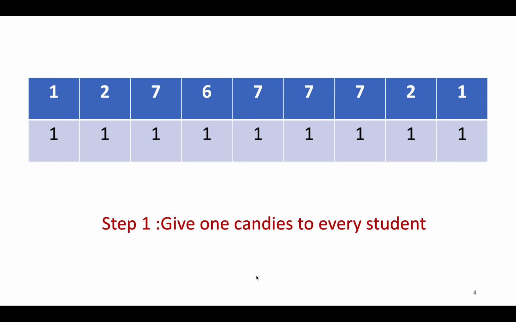Let's try and understand it by an example. I have taken a slightly longer example so that you get a good hold of the algorithm. The input is something like this: 1 2 7 6 7 7 2 1. The first constraint specified in the question is that a minimum of one candy should be given to each child. So we distribute one to each one of them irrespective of their rating. So this is a base case.